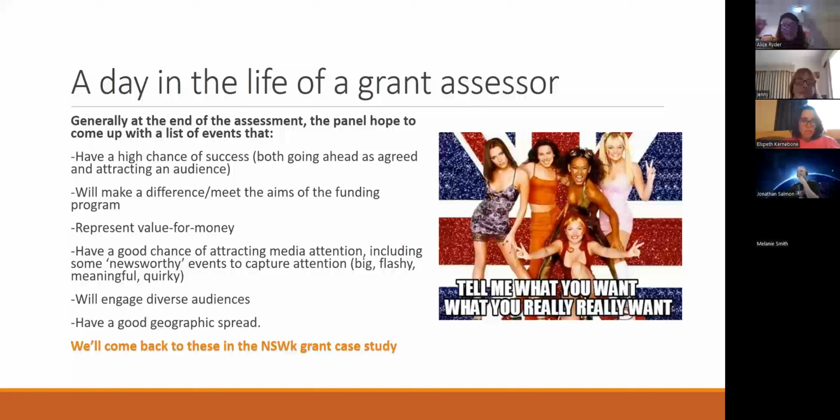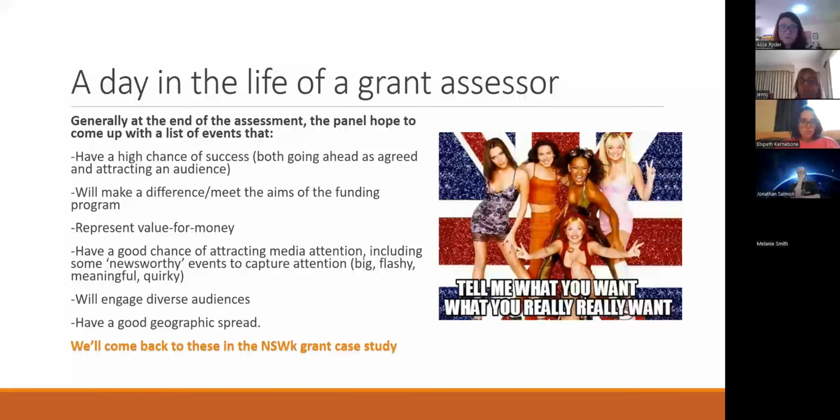But at the end of that assessment process, when everybody gets together and discusses their ratings of different events, generally the panel hopes to come up with a list of events that does a number of things. In this context, I'm talking about for National Science Week, but this actually applies to most grant rounds, especially on a national scale. They're looking for a suite of events that have a high chance of success.